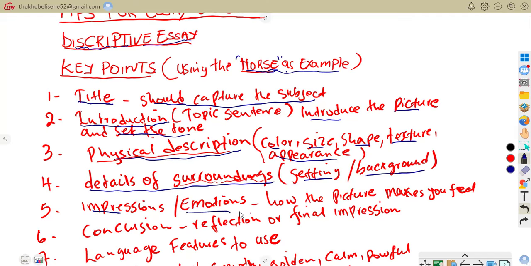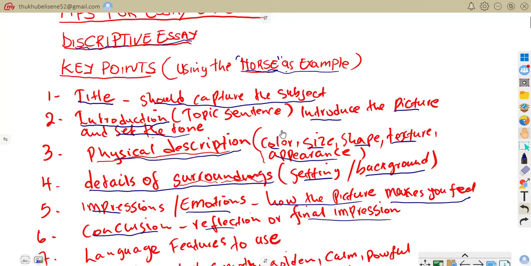Moving to 1.5 now, we are talking about the impressions and emotions: how the picture makes you feel. Now coming to the conclusion, you give us the reflection or final impression about the horse.